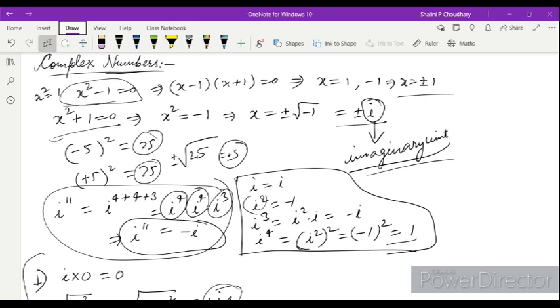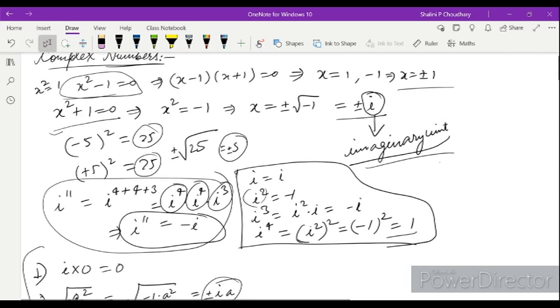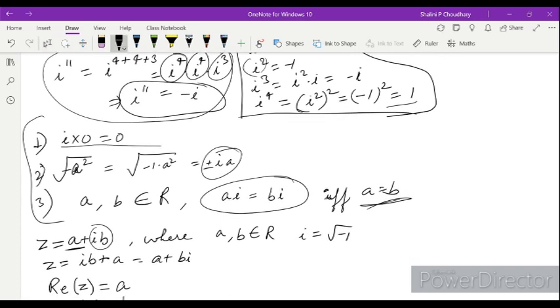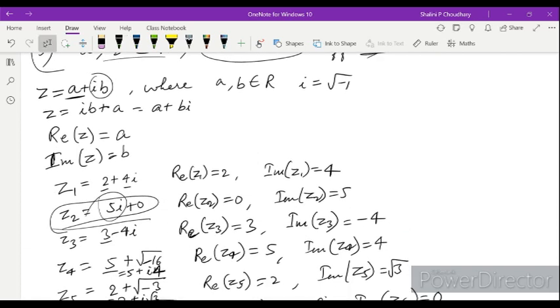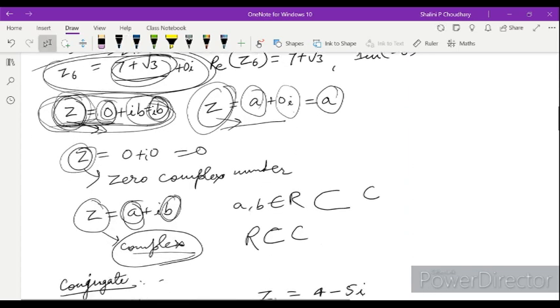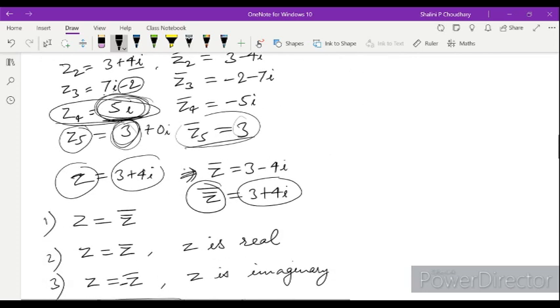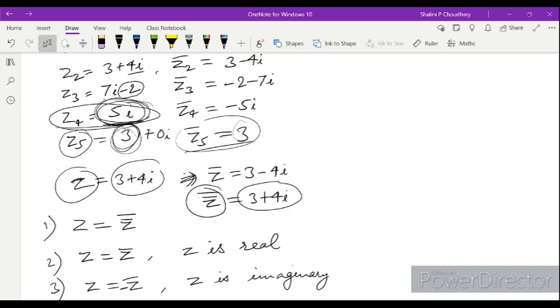In our last video, we started complex numbers. We saw what a complex number is, what the imaginary unit is, and how to find i to the power n. We also saw the properties of complex numbers, how to find the real part and imaginary part of a complex number, what a zero complex number is, what the conjugate of a complex number is, and the properties of conjugate.